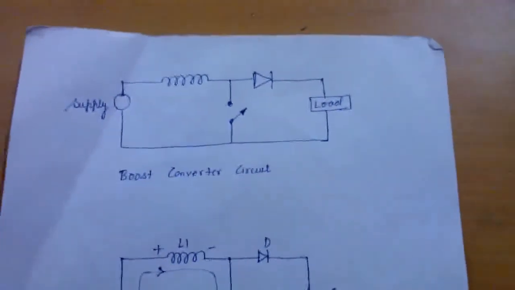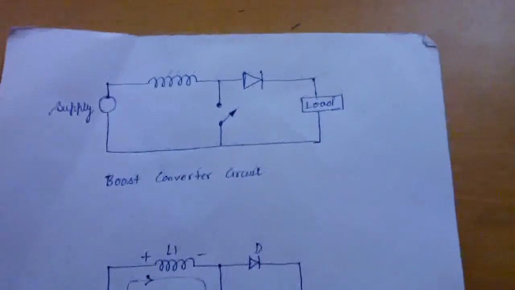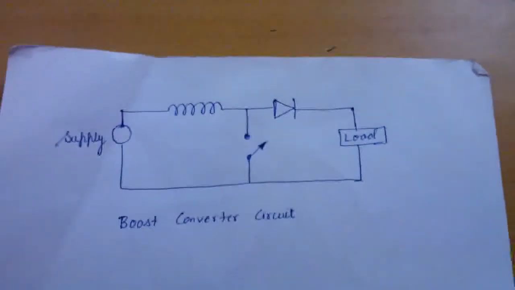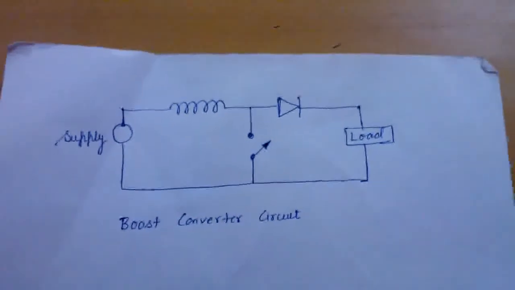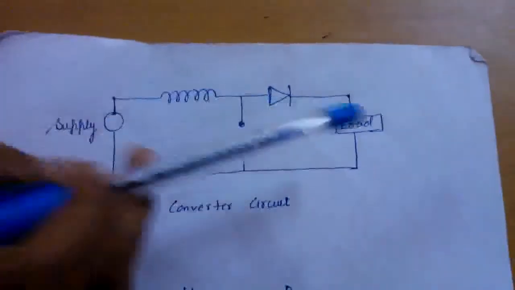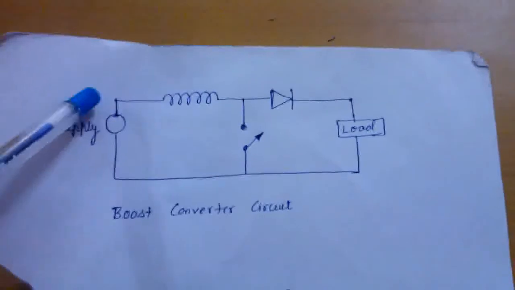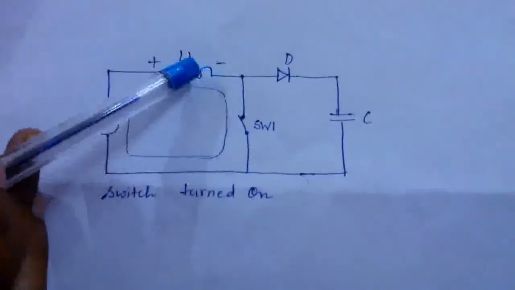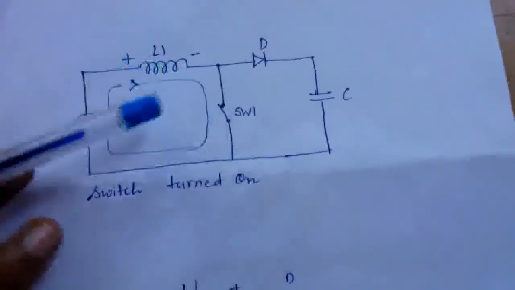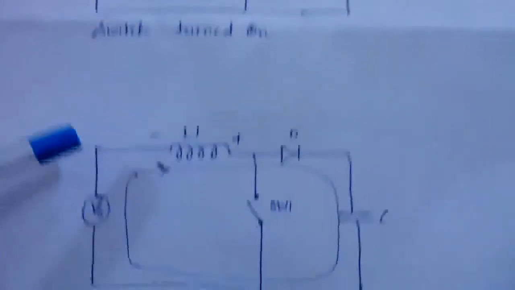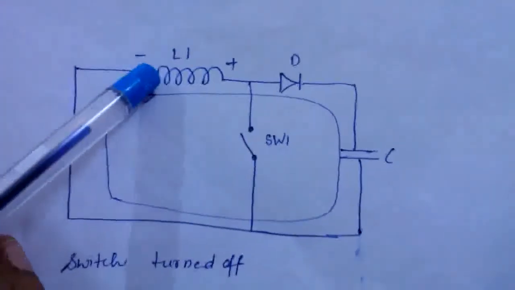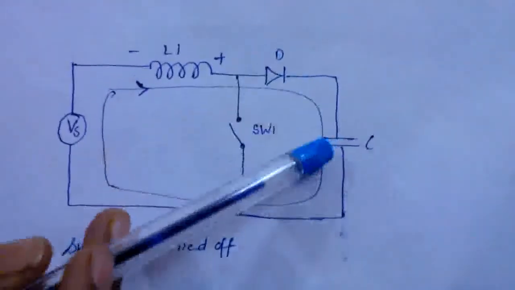Now I would explain the boost converter operation. The key principle that drives the boost converter is the tendency of an inductor to resist changes in current. In a boost converter, we get an output voltage which is always higher than the input voltage. When the switch is turned on as shown in the figure, current flows to the inductor and energy is stored in it. When the switch is turned off, the only path available to the inductor current is to the diode and capacitor.